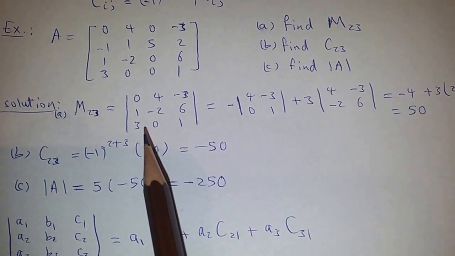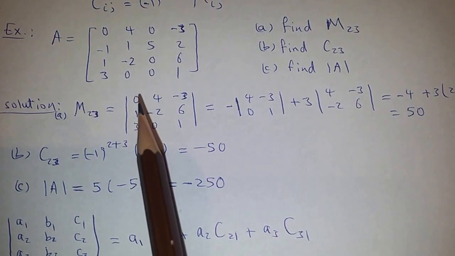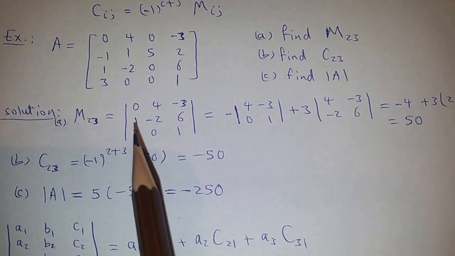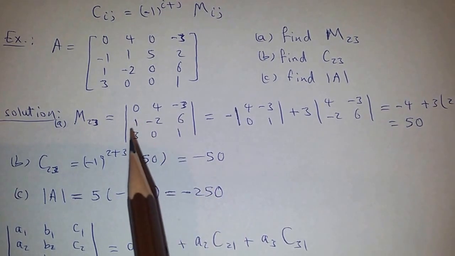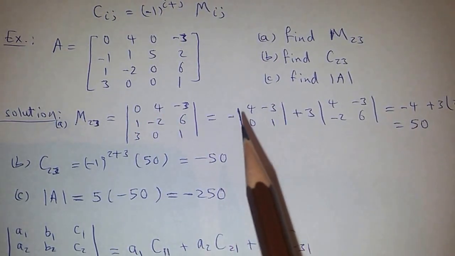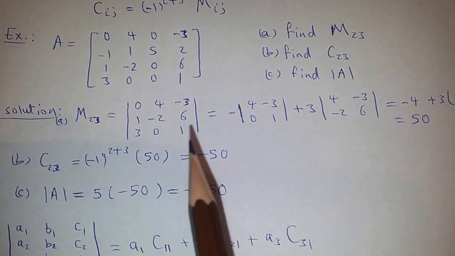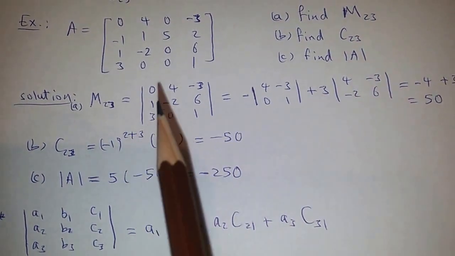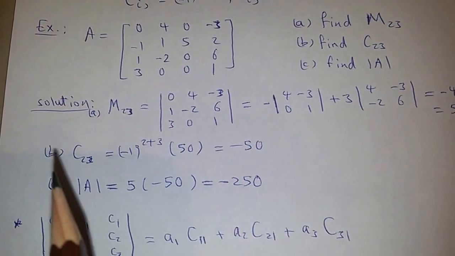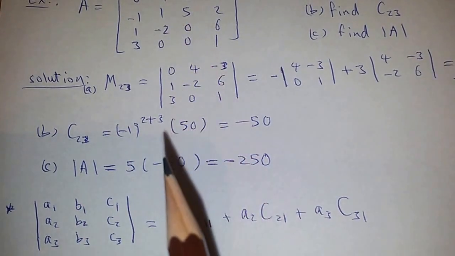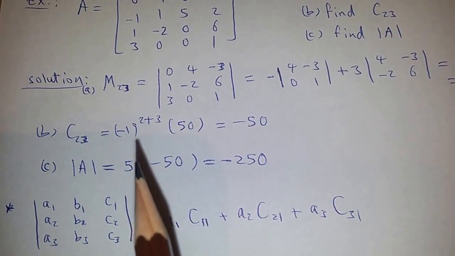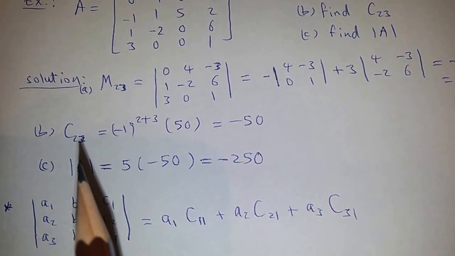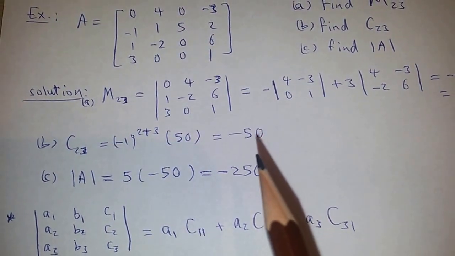I will expand this determinant using the first column. So 0, there is no need to write it. And the sign here is negative, so negative. The minor of 1 is 4, negative 3, 0, 1. The determinant is the minor. Plus 3 times the minor. So it is 50. So that's the minor of 5. It is 50. Now what about the cofactor of 5? It is the same as the minor, multiplied by negative 1 to the power 2 plus 3. 2 plus 3 is 5, so this is negative 1. So the cofactor of 5 is negative 50.